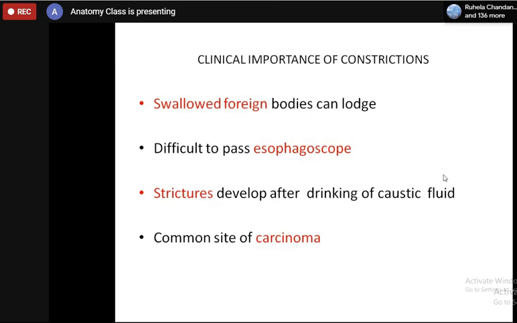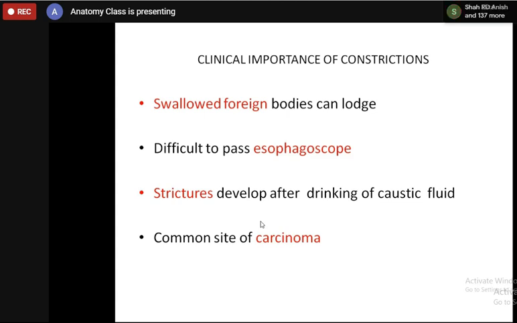Within these normal sites of constriction, strictures may develop after drinking an excessive amount of caustic fluid. When such individuals drink this harsh fluid, they might develop strictures within these sites, and these normal sites of constriction may become abnormal. These normal sites of constriction are also one of the common sites of esophageal carcinoma. So these are the clinical significance of the normal sites of constriction, and we should know about them.